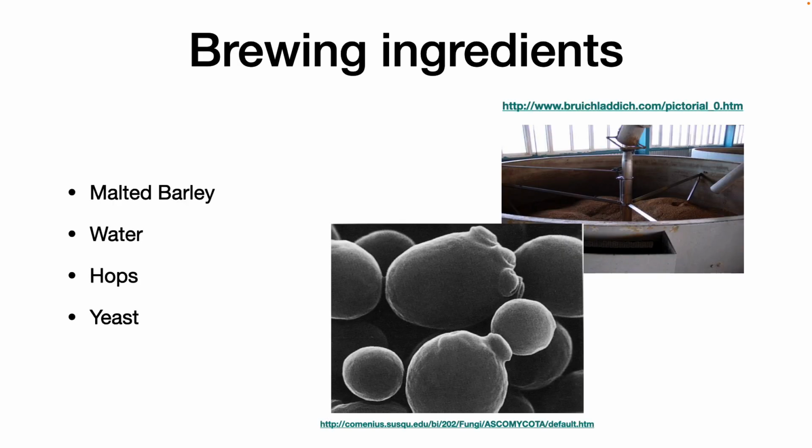Brewing involves 4 ingredients: malted barley, water, hops, and yeast. These are combined in a complex process that results in the conversion of extracted sugar in barley being fermented by yeast into alcohol.